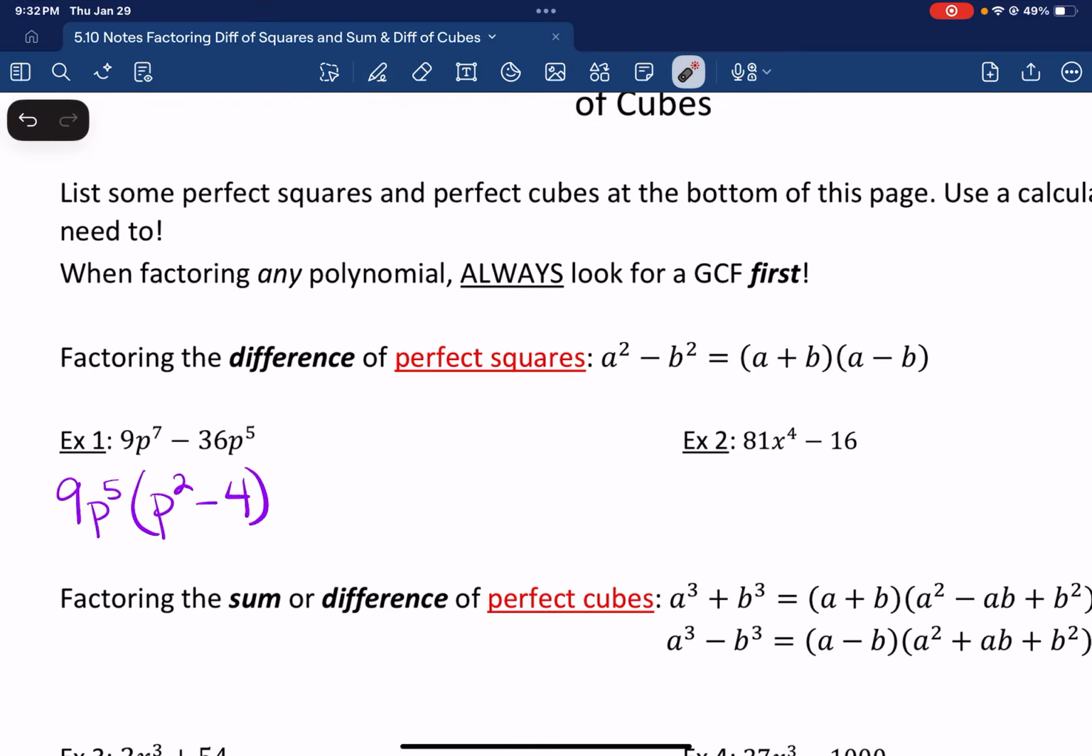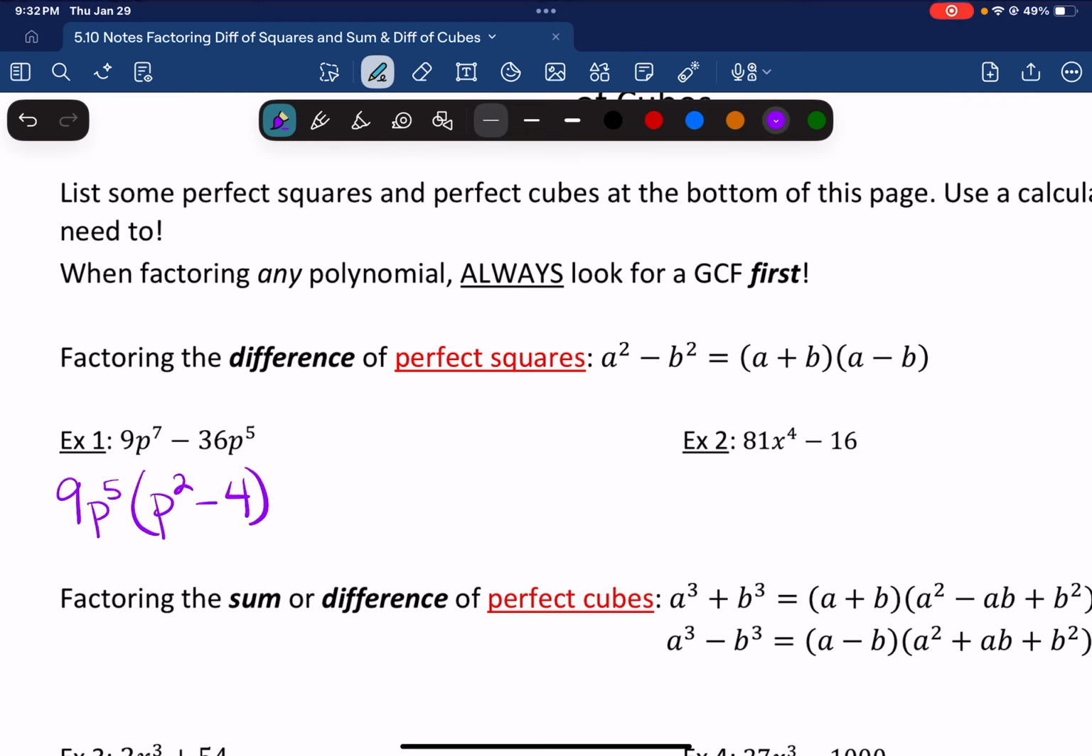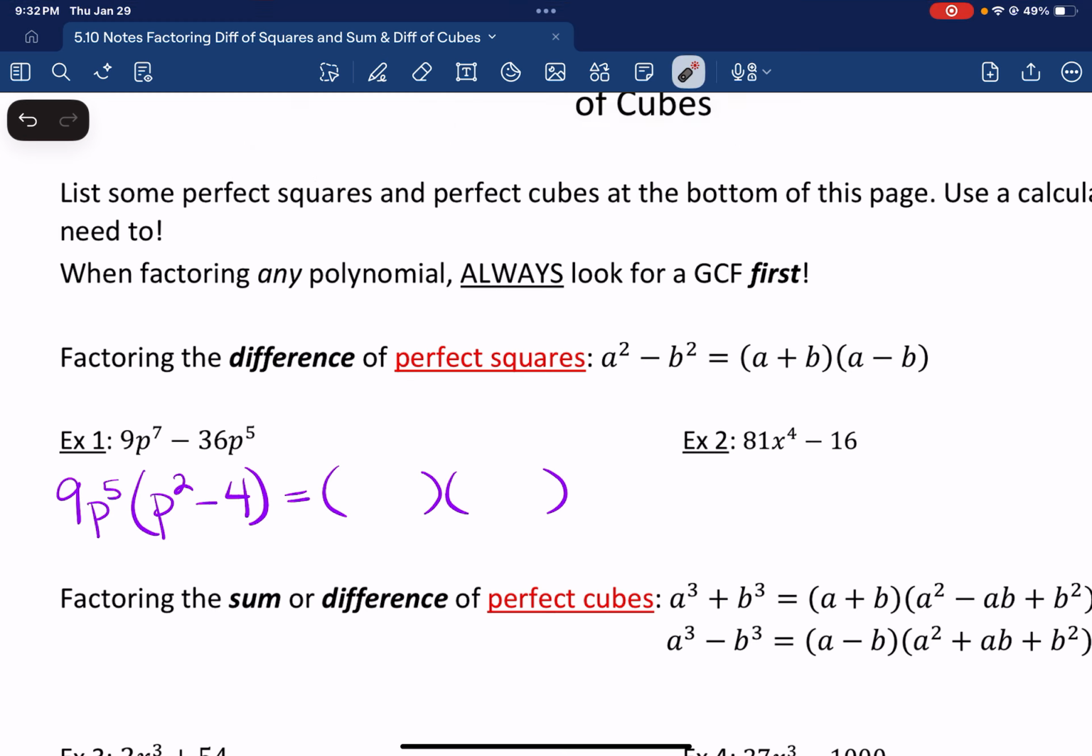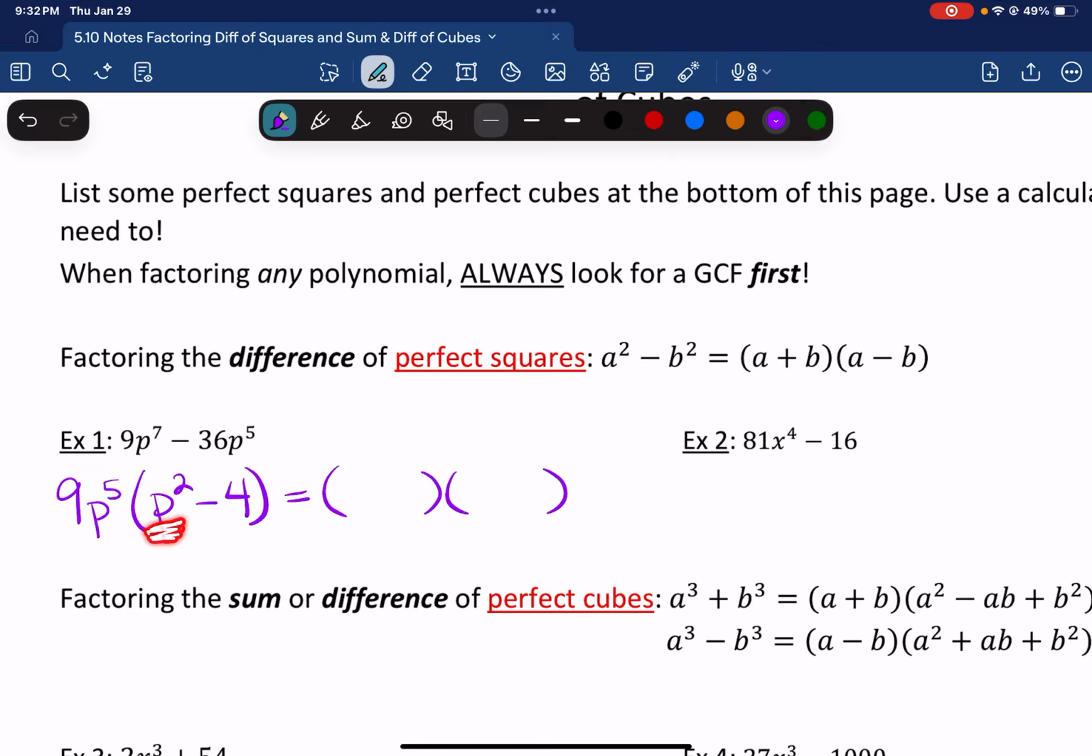So hopefully you recognize this is a difference and that p squared is a perfect square, but the number 4 is also a perfect square. So I know I have a special formula that I can use to factor this. And every single time, this is what I want you guys to do. Set up 2 sets of parentheses. We're going to have 2 binomials. What value times itself makes p squared? That's just p times p. So I have a p right here and a p right here.